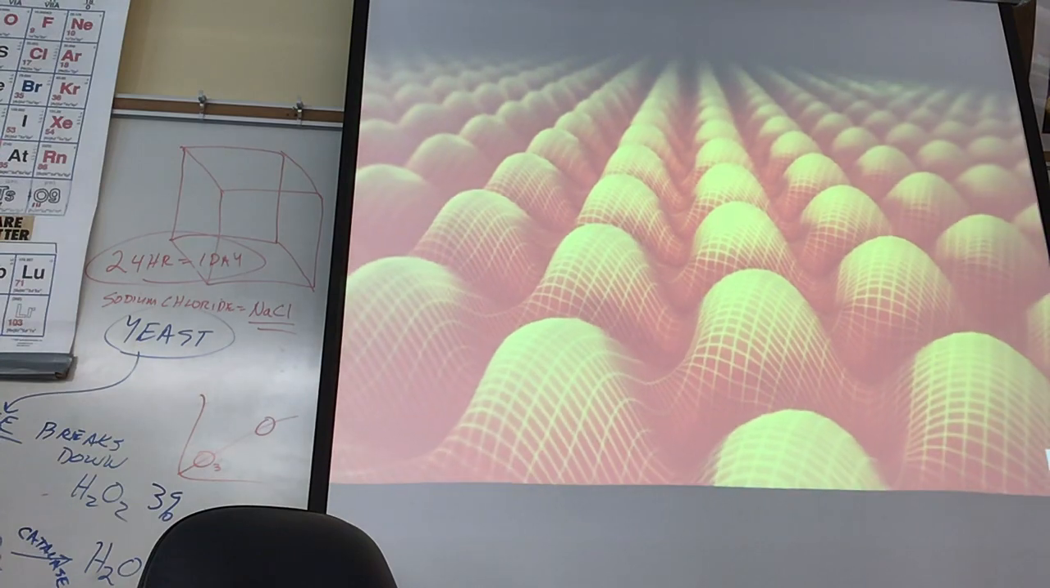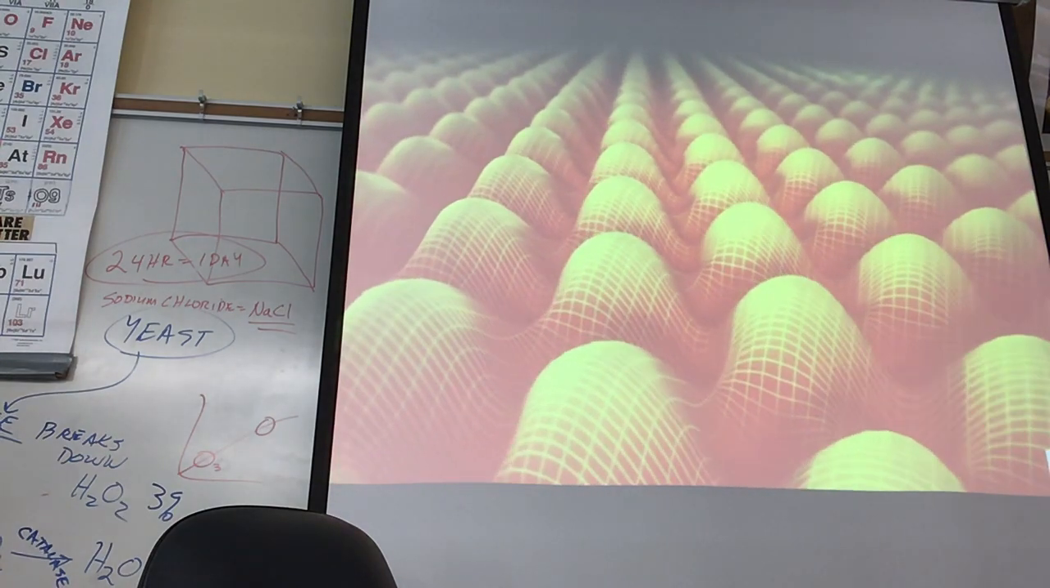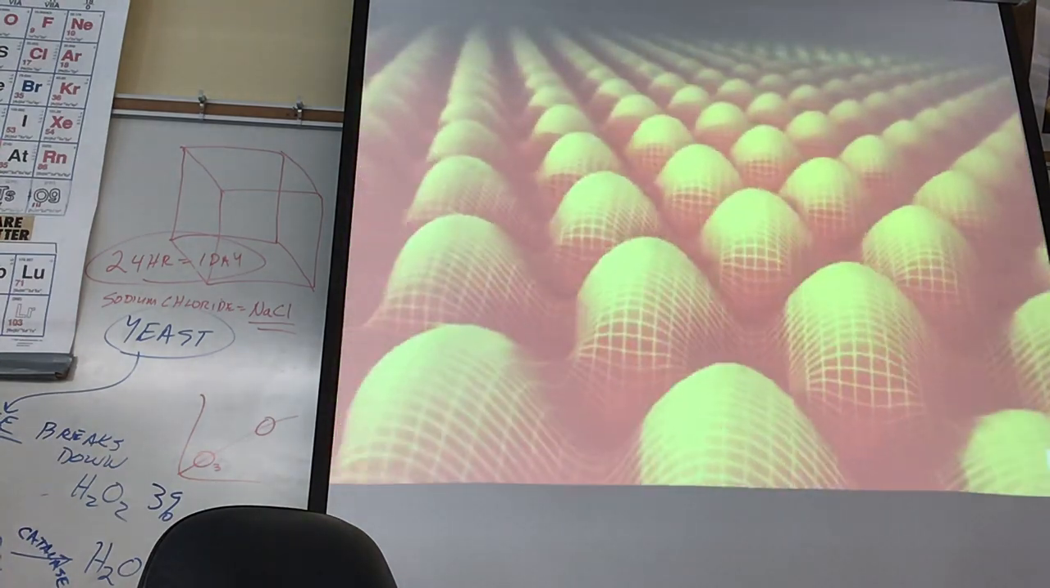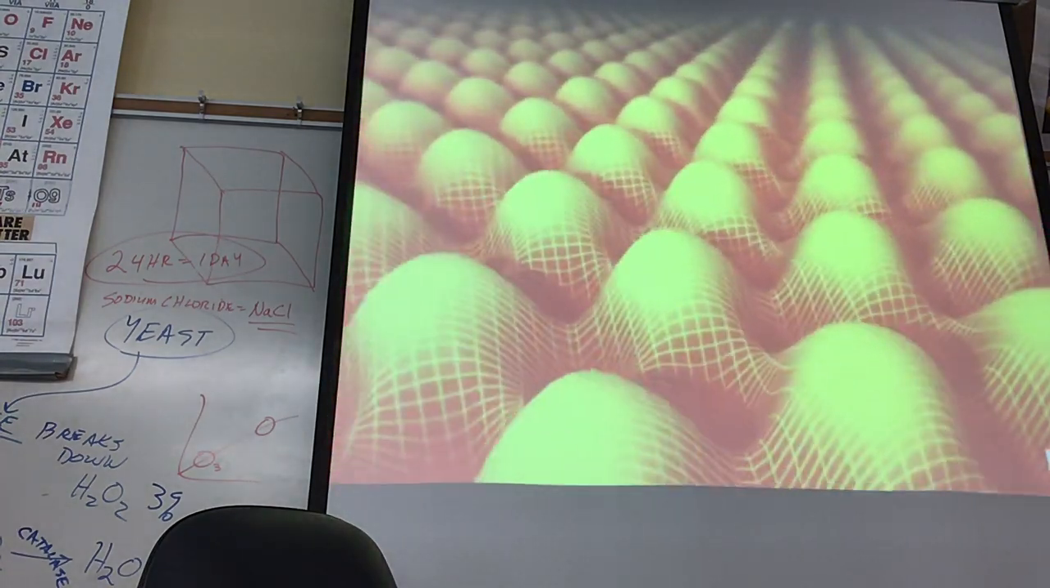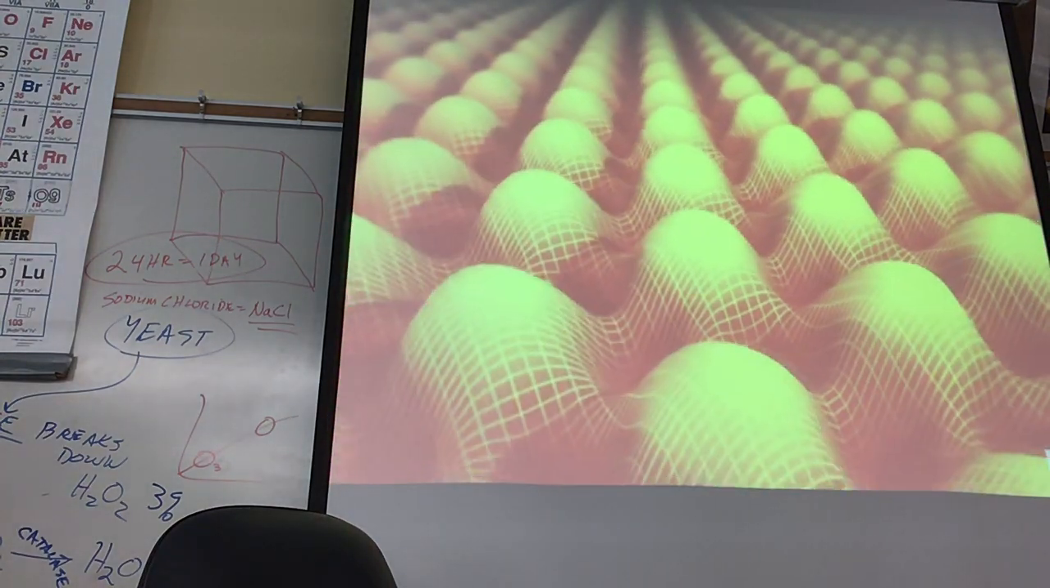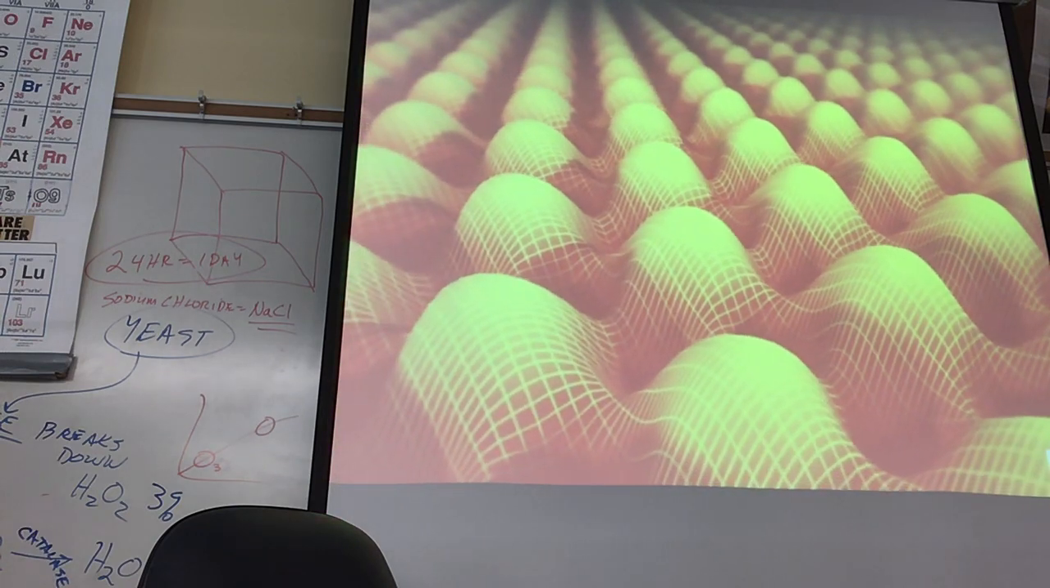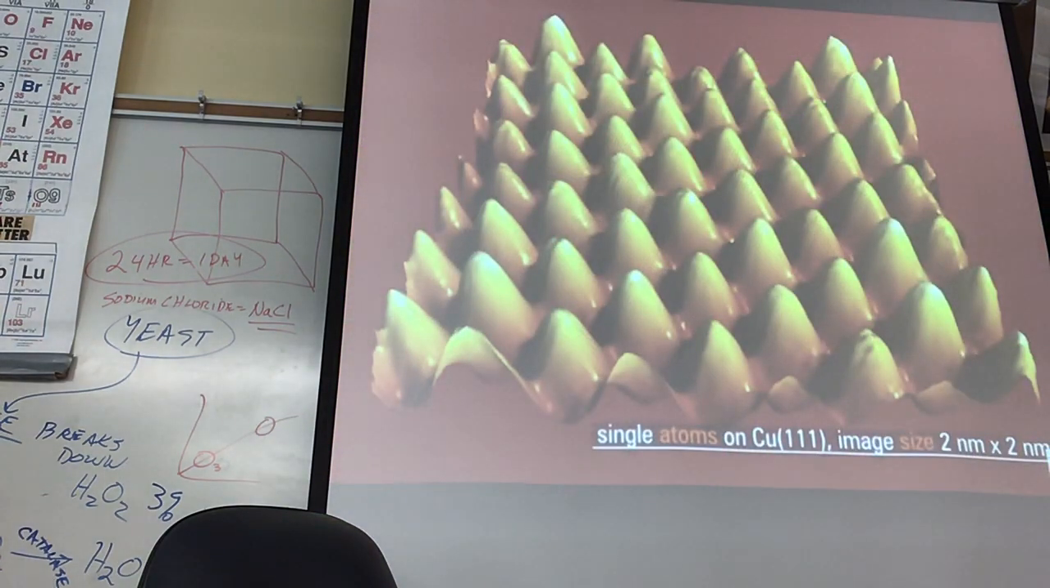So then the computer makes an image of what they think this would look like, and it looks like a bunch of hills, doesn't it? Yeah. So that's really one of the best pictures we have of what an atom looks like. These are copper atoms.